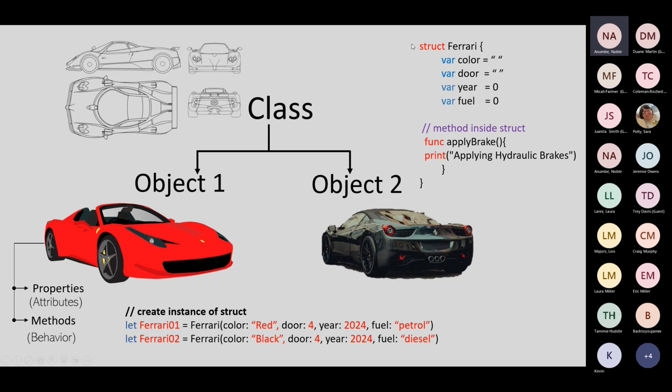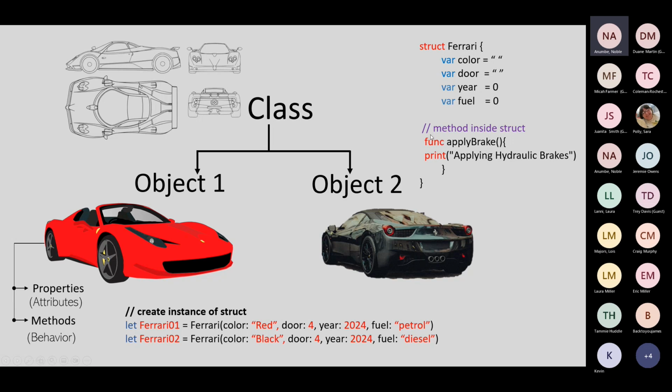Let's say I'm creating a struct called Ferrari, a structure. The keyword used for it is struct, but that's actually structure. So these are the properties I'm interested in: the color, the door, the year, the fuel consumption, and all of that. And what method am I creating here, right? I'm creating a method called apply break.